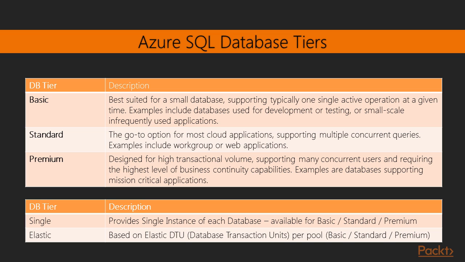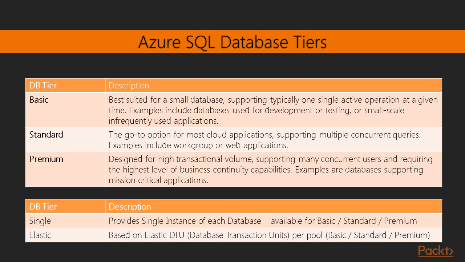Real corporate business features. Standard is recommended for most cloud applications supporting multiple concurrent queries. Typical use here could be web applications. And then lastly, the premium one is for high performance, high transaction volume, massive size databases, having several concurrent users connecting to the database backend, where you also want to leverage the business continuity capabilities.